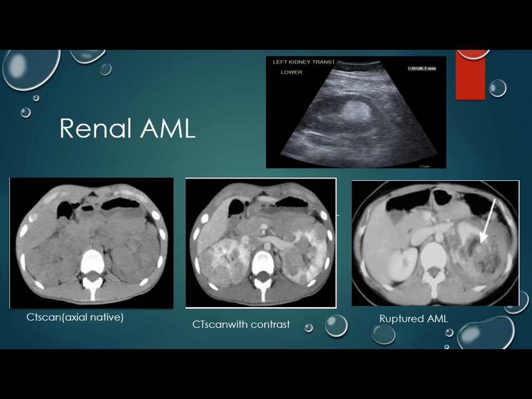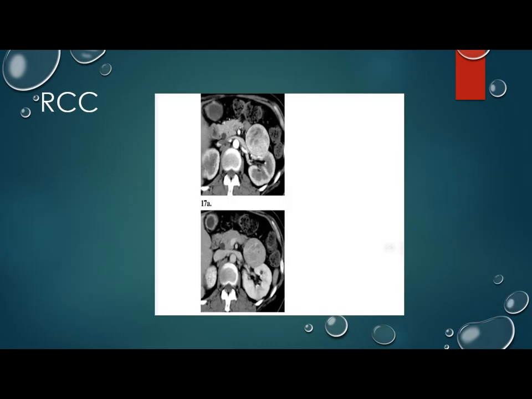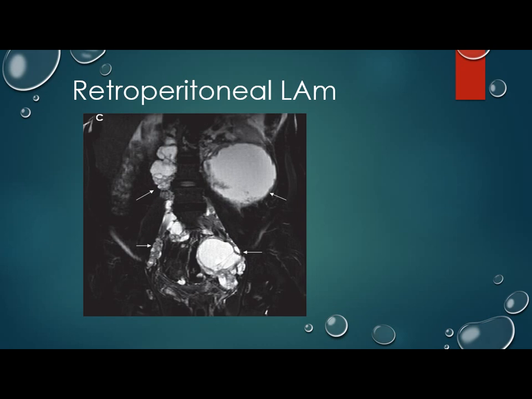Other rare manifestations of tuberous sclerosis include multiple polyps. This is a renal cyst. This is renal cell carcinoma. This is retroperitoneal lymphangiomyoma: multiple cystic lesions filled with chyle. When they rupture, it will be like chyloperitoneum.